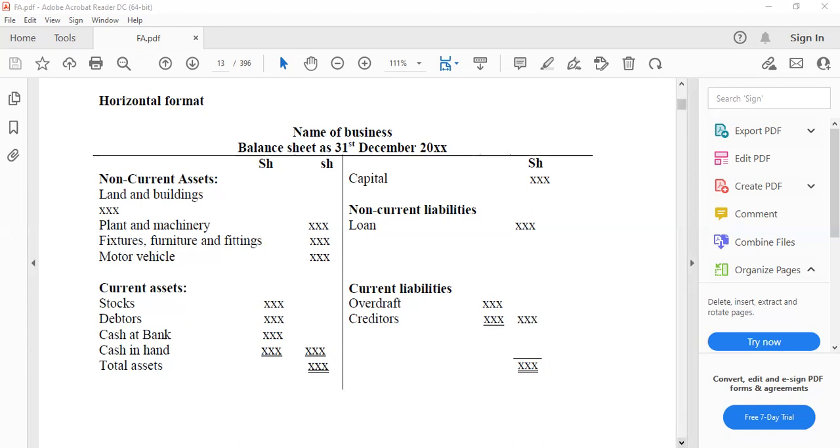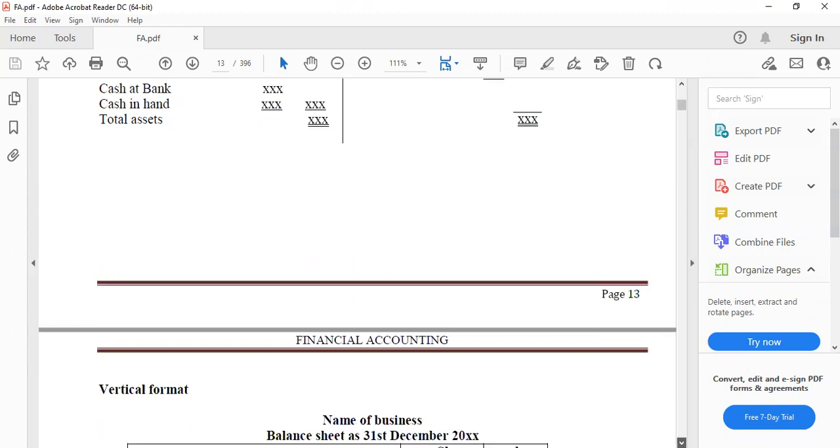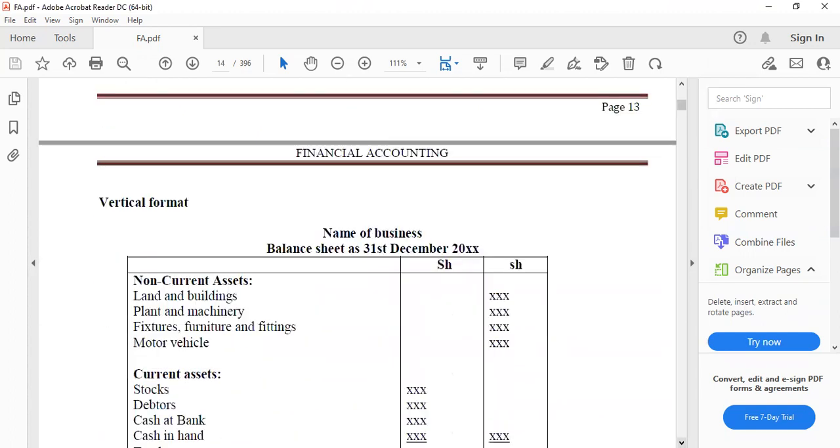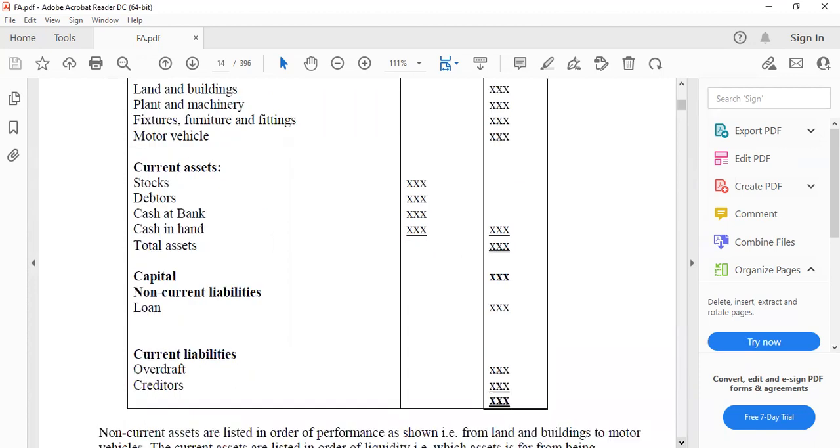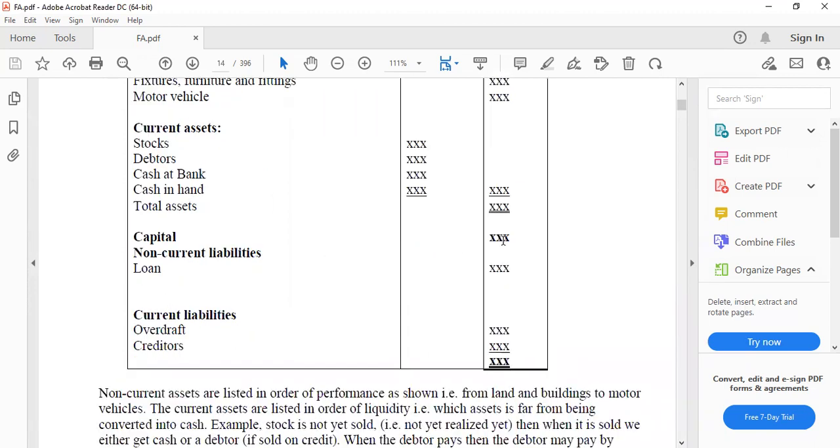We can also draft our statement of financial position in a vertical format. A vertical format will look like this. We shall have non-current assets and current assets as they appear. You add current assets in a vertical way, then you get the total assets. Then these assets are financed by capital, non-current liabilities, and current liabilities. The total here and the total here will have to balance.